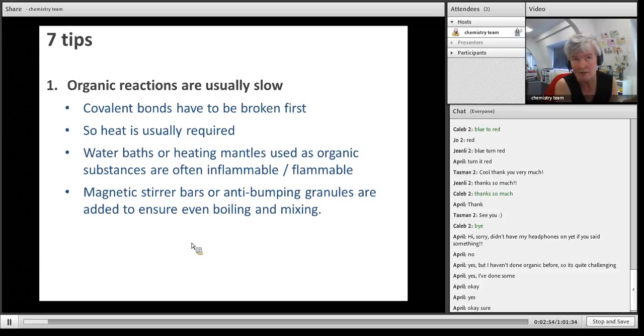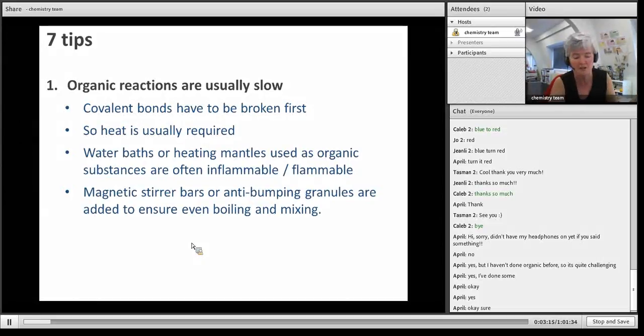Now you'll say, oh, ionic bonds are strong too. What's the difference? The reason is because we put ionic substances into solution, water or some sort of solution, so they are already separated from each other. So the ionic bonds are already broken. So we've already got our separated ions all ready to react.